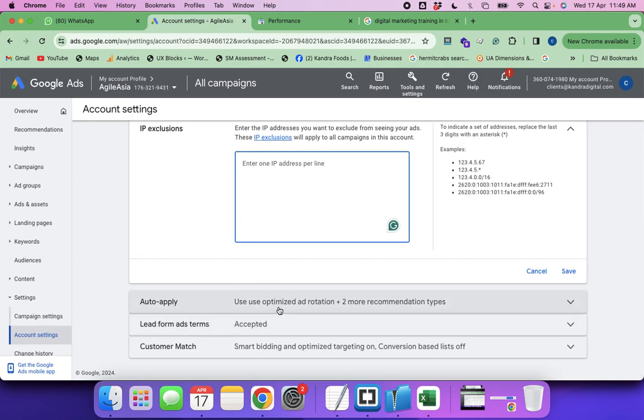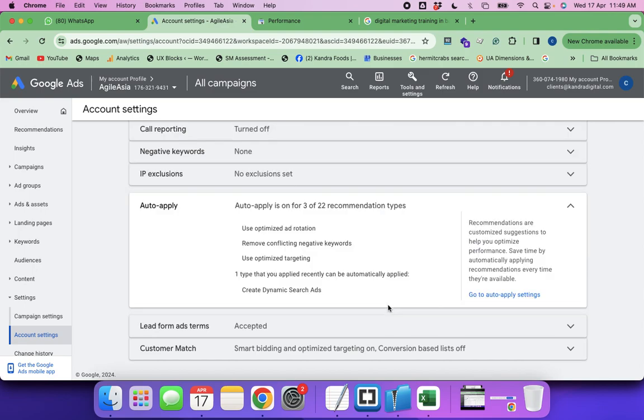Use optimized ad rotation. There are two more. See, ad rotation is actually at the campaign level. Use optimized ad rotation, remove conflicting negative keywords, use optimized targeting, and the one type that you applied, go to auto apply settings. So we have most of these options at the campaign level.